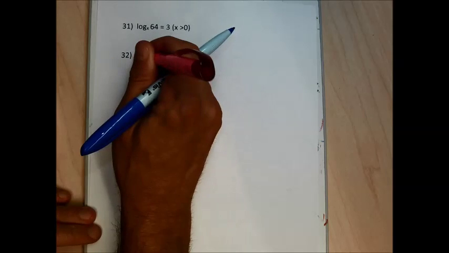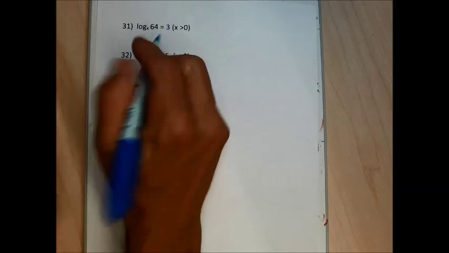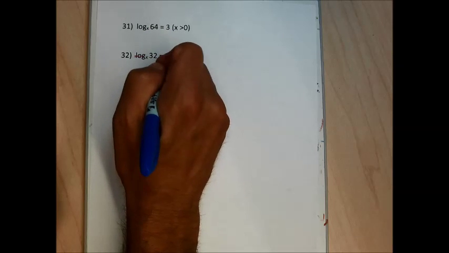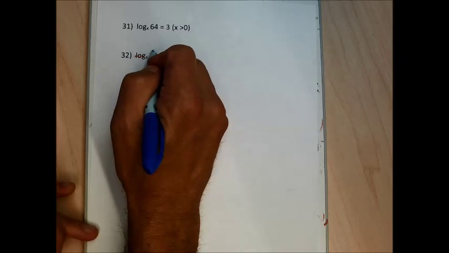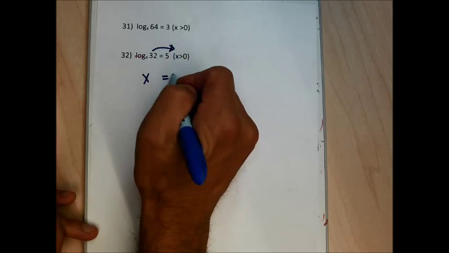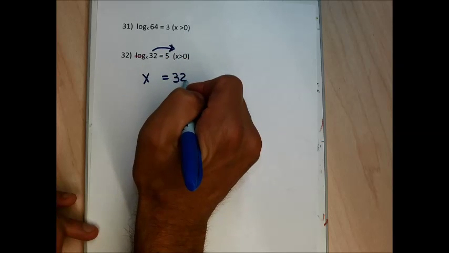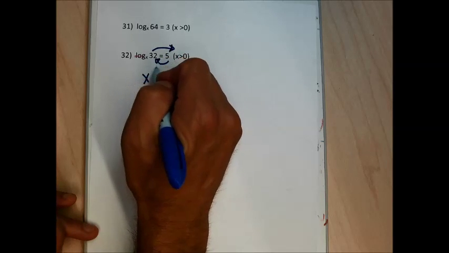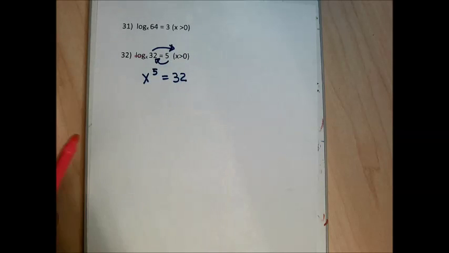Your problem 31 is a lot like my problem 30. I'm going to jump into 32. For 32, I'm going to cross out the log. I'm going to leave the x on the left-hand side. I'm going to leave the equal sign where it's at. I'm going to move the 32 to the right-hand side, leave it on the same level as the x. Move the 5 to the left-hand side and make it an exponent.